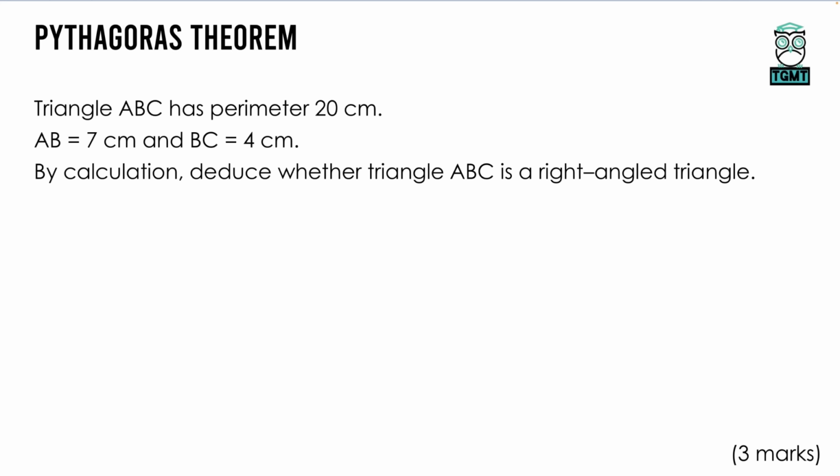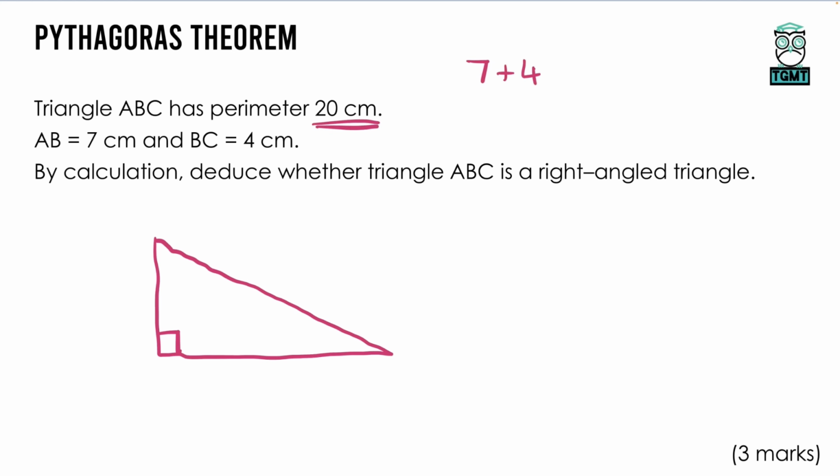Now to start with, if it is a right angled triangle, let's just imagine what it would look like. So let's just draw a little sketch of a right angled triangle and let's find what that missing side would be. If the perimeter is 20, well at the moment we have 7 and 4, which is 11 centimetres. Now if 20 is the total perimeter, if we take away 11, we are left with 9 centimetres as that final missing side. 9 is the longest of those sides, so 9 centimetres would have to be the hypotenuse.